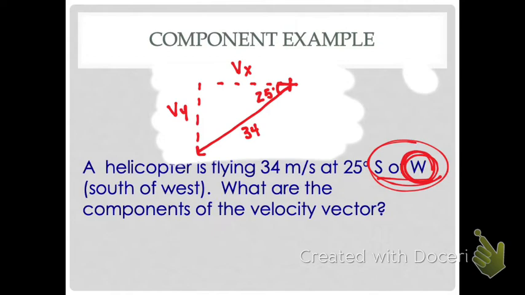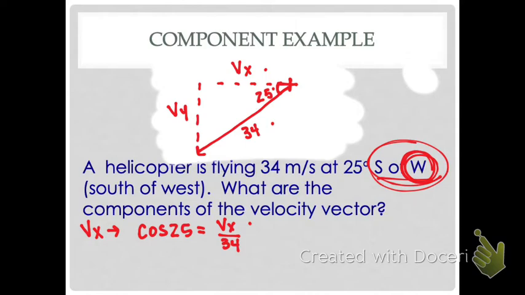Now I need to do the math to solve for that. If I solve for Vx, is Vx the adjacent side or the opposite side to my angle? It's adjacent. That means I'm looking at adjacent and hypotenuse. So what trig function would I use? Cosine. Yeah, you're right. So it would look like this: cosine of 25 is equal to Vx over 34. Are we agreeing with that? Because this is adjacent and that's hypotenuse.